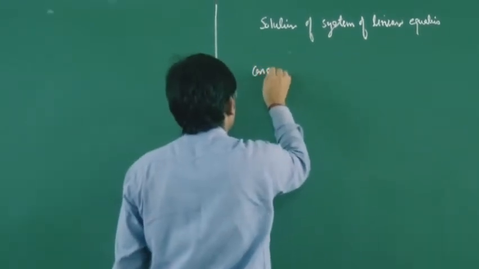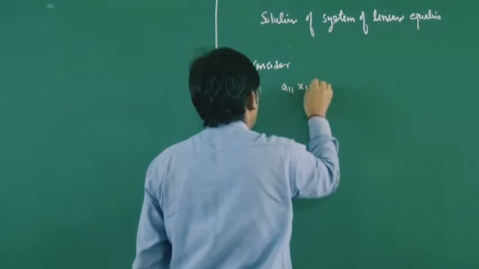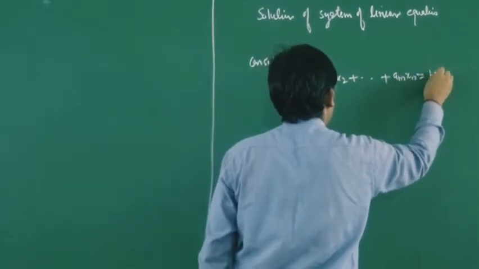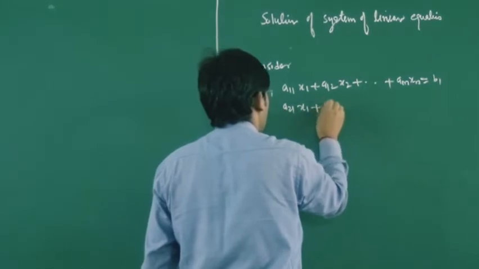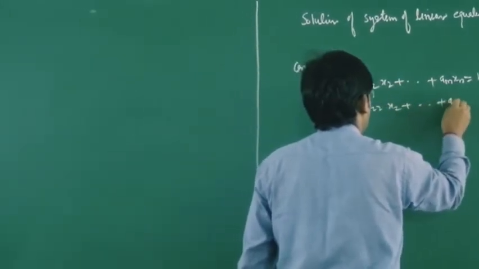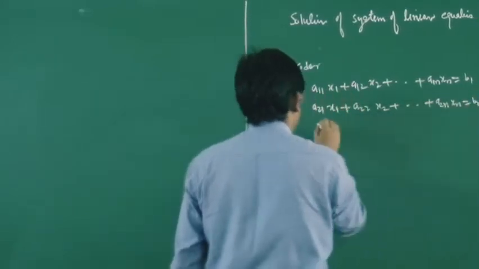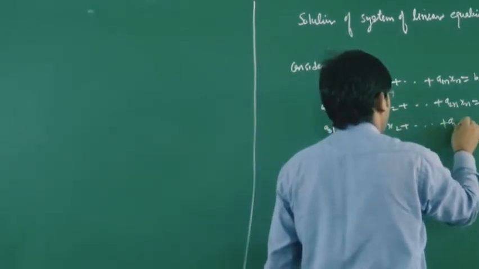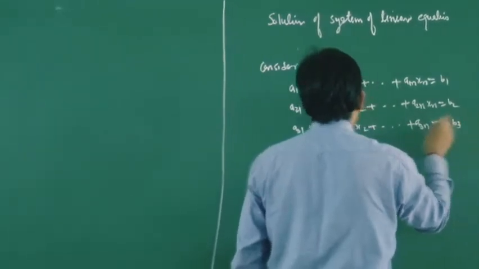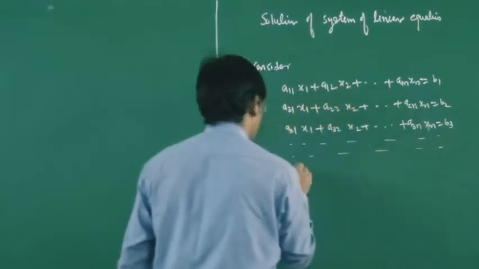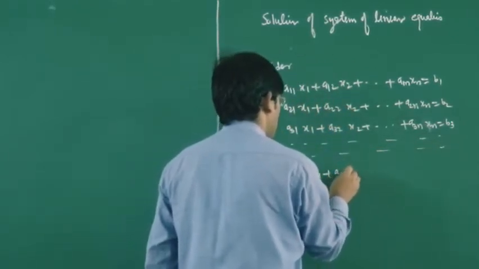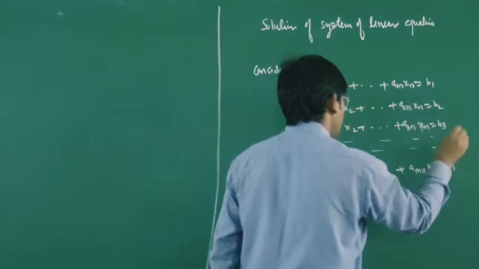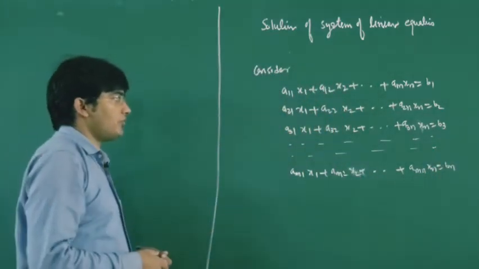So consider a11x1, a12x2, then a1n(xn) equal to b1, then we have a21x1, a22x2, then a2n(xn) equal to b2, then we have a31x1, a32x2, then a3n(xn) equal to b3, then the nth row is am1x1, am2x2, then we will have amn(xn) equal to bn. So we have this non-homogeneous system of equations.